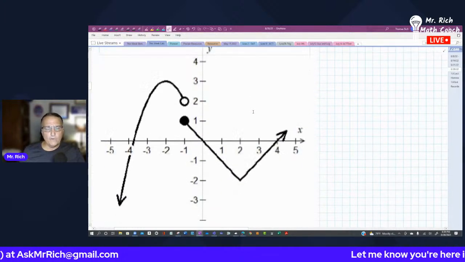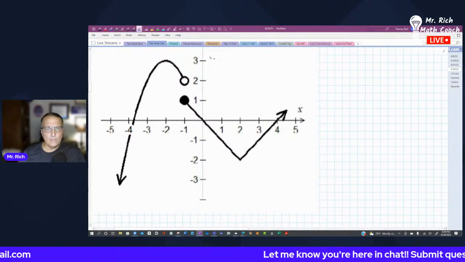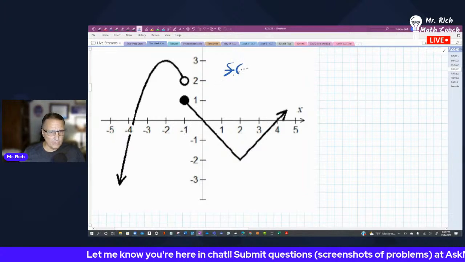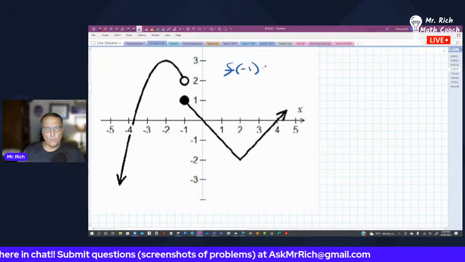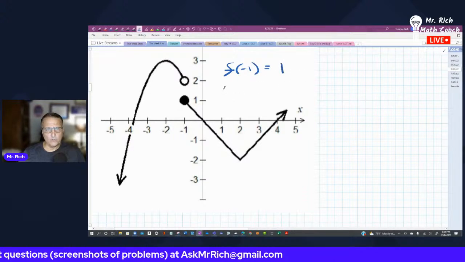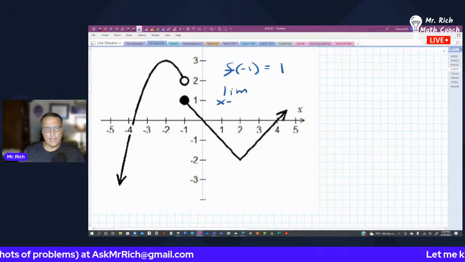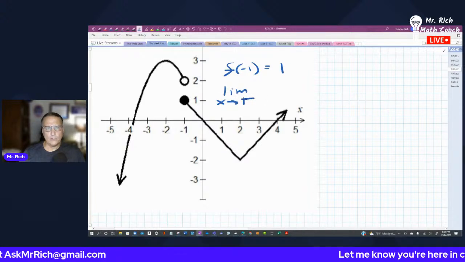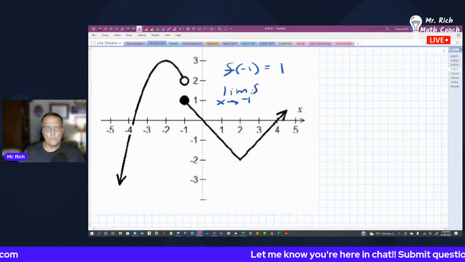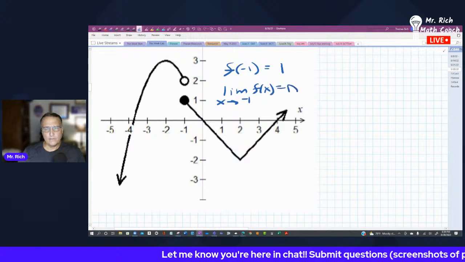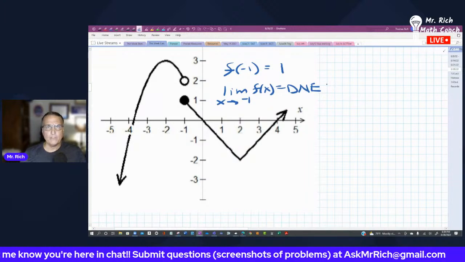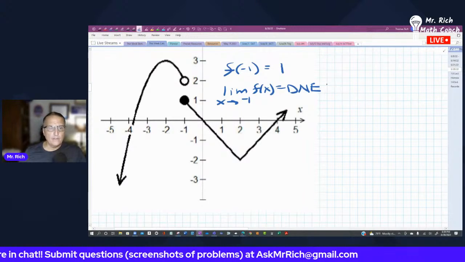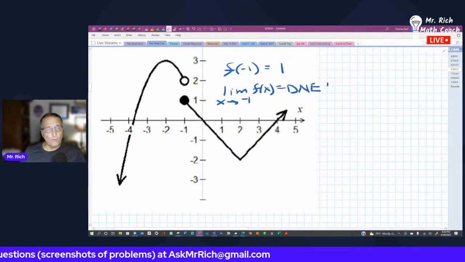All right, so let's go to the next one. In this case, we do have a value. Our discontinuity here is at -1, but our function at -1 does exist, and it's 1, but the limit as we approach -1 would not exist. And that, similar to the previous problem, is because the right-hand and left-hand limits are not the same value. The left-hand limit is 2, the right-hand limit is 1.